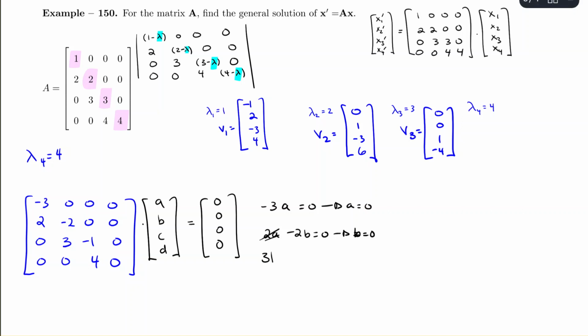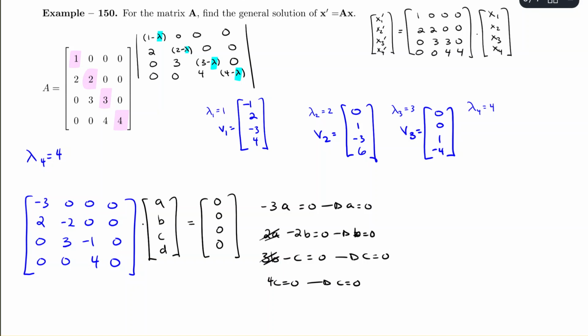Next equation, 3b minus c equals 0. We know b is 0, so this goes away. It's really negative c equals 0. That tells us c is also equal to 0. And our final equation will give us 4c equals 0. Tells us again c equals 0.